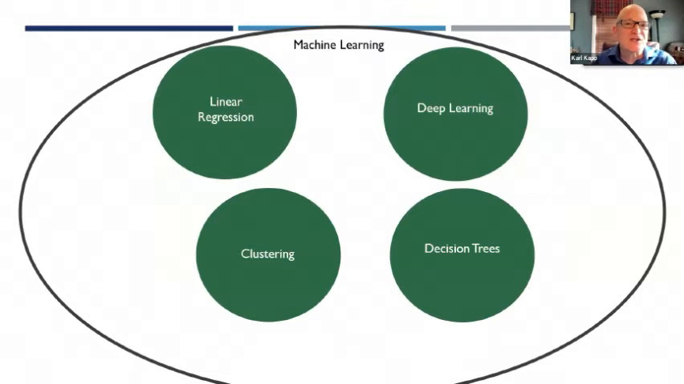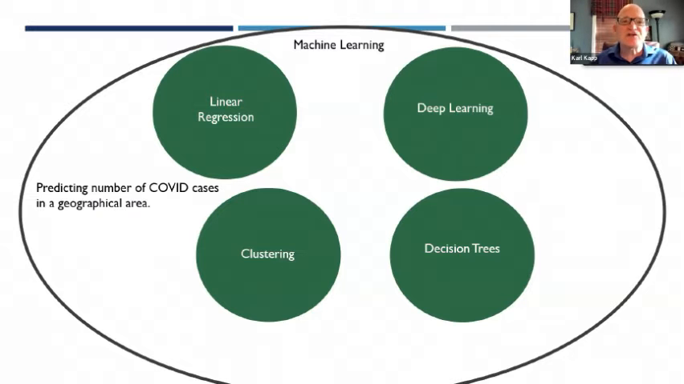So one part of machine learning is linear regression. I think it's very interesting. Other parts are clustering, deep learning, and decision trees. It's all related to statistics. So if you didn't pay attention in statistics class, this might be a little problematic, but not really. We can still talk about the concept.